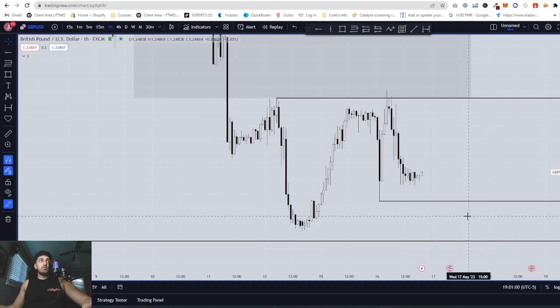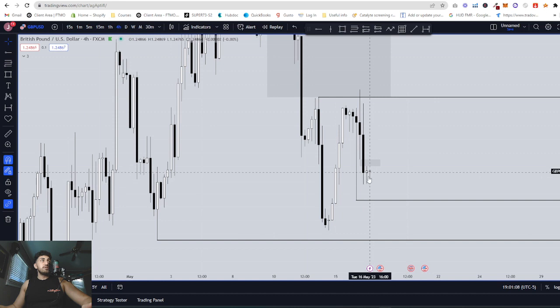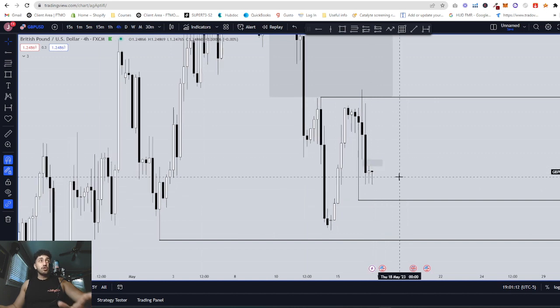So what I would be doing here is looking for points of interest. Again, if we go to the 4 hour real quick, we actually see that we have a small fair value gap here. So I'd be looking to possibly go short somewhere around here. Now, again, this is the 4 hour chart, so this is probably going to take like a day or two to play out.